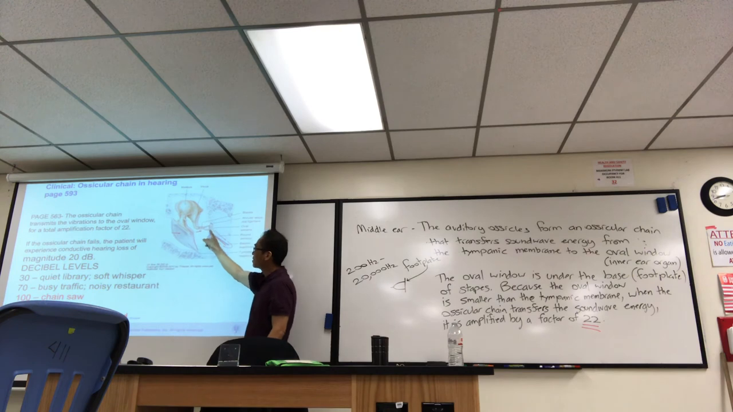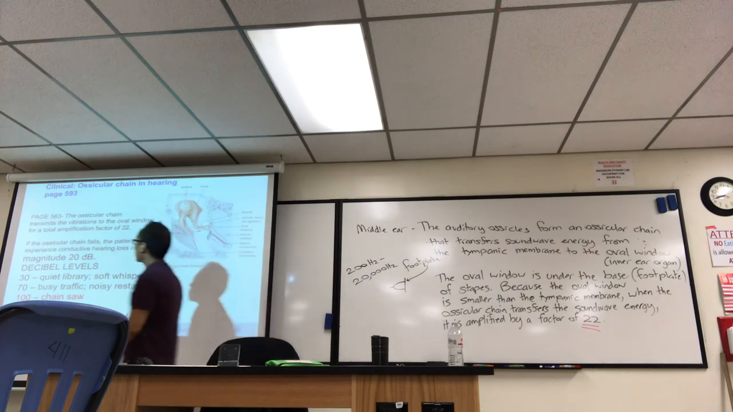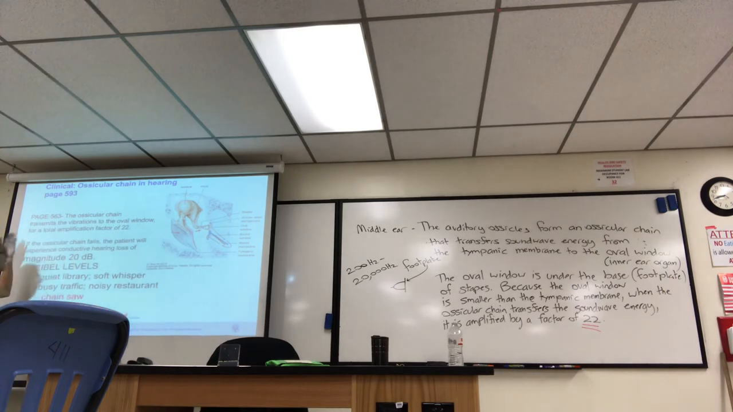What happens is that oval window tilts a little bit. The ossicular chain transmits vibrations to the oval window, a total amplification factor of 22. If the ossicular chain fails, the patient will experience what's called conductive hearing loss. You're not conducting the sound waves as well as a normal person. It can result in a loss of maybe 20 decibels.